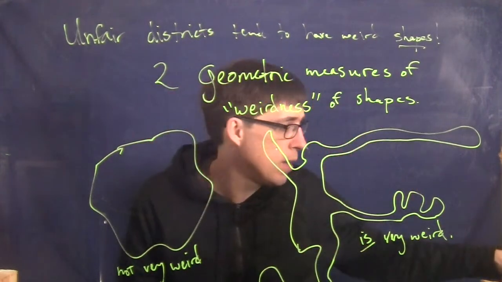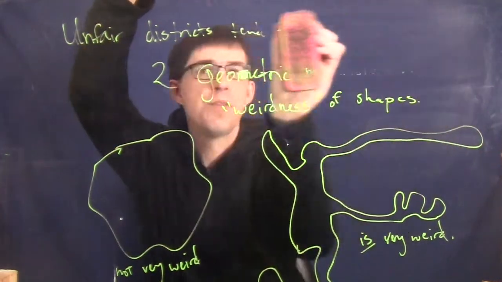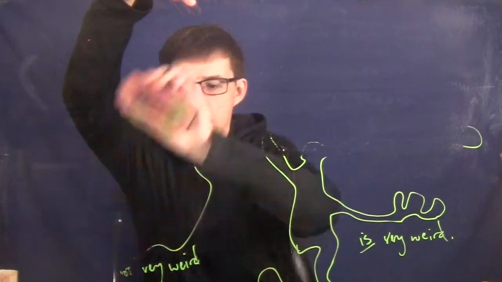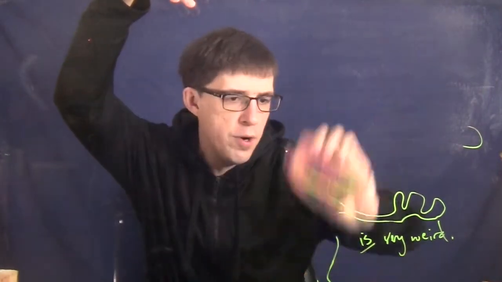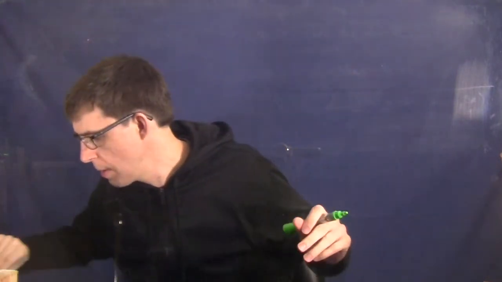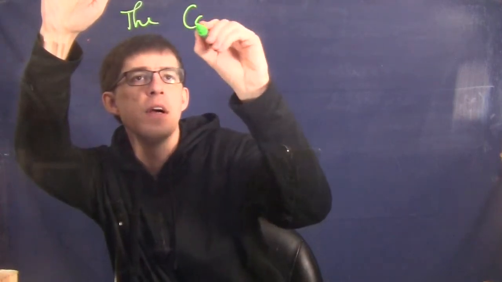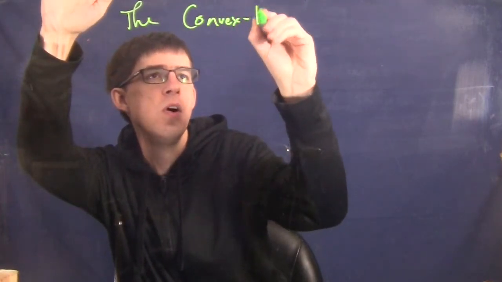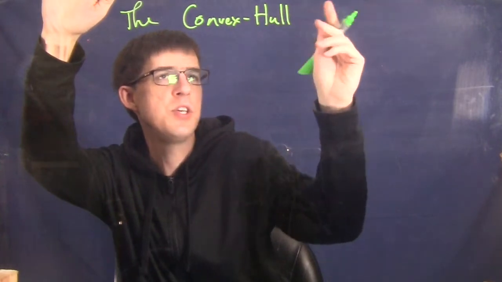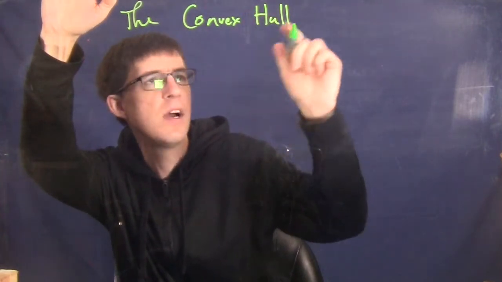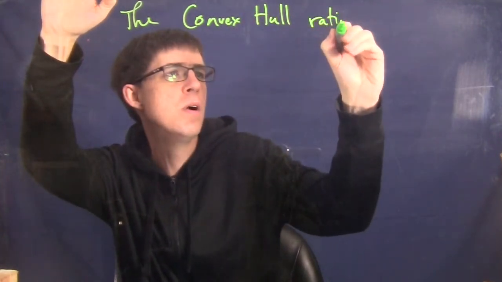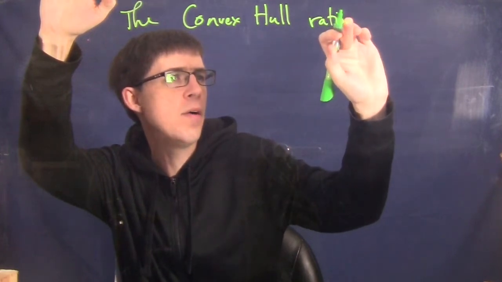Let's do the first one. Both of these two ways have fun, weird names. The first one that I want to talk about is called the Convex Hull ratio. There shouldn't be a dash there. The Convex Hull ratio. All right.